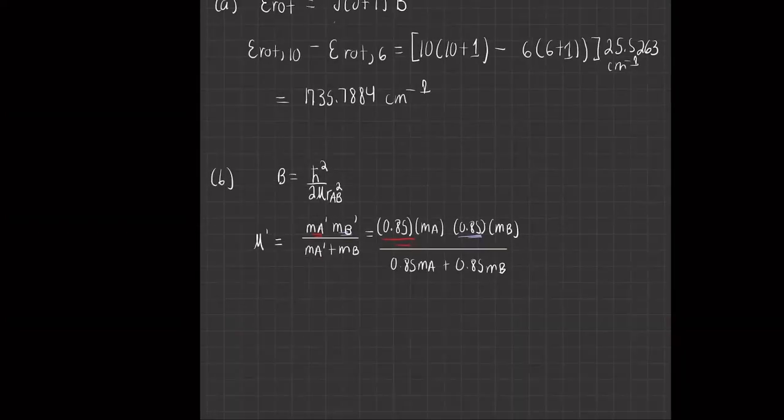And what you would do is distribute this out, so you have the old reduced mass. So you would distribute this out, and multiply this, so 0.85 squared, which would equal 0.7225, times MA MB. And then you just distribute out 0.85 in the denominator, so you just have MA plus MB.